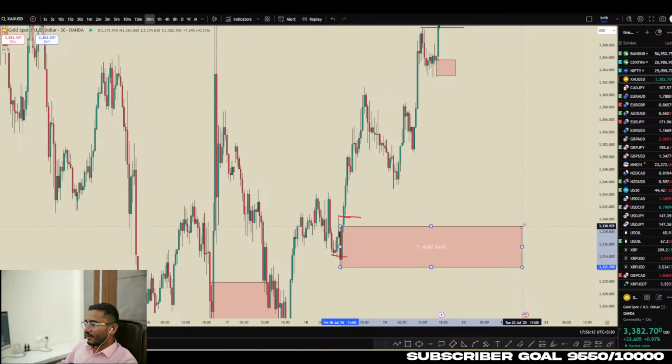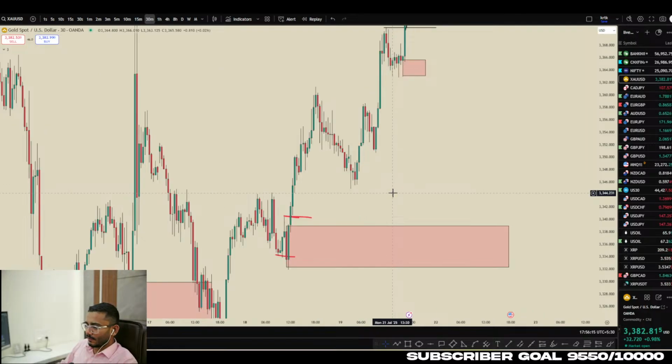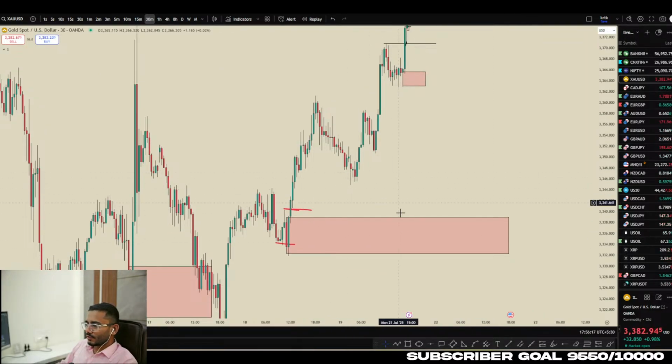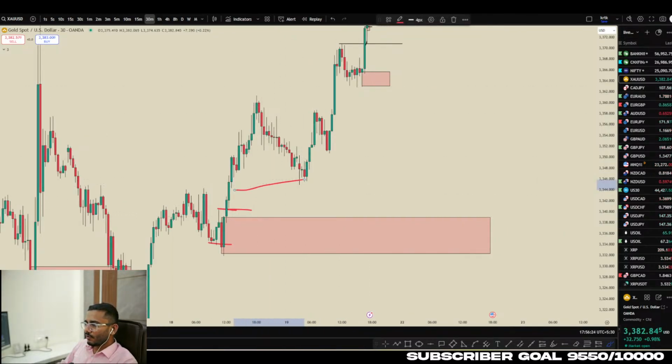Okay. So if I am marking this as a POI, I'm not waiting for price to come to this area. Even if price comes, then I'll eventually look for buy side trades. But right now, I look for continuation trades on lower time frame. For example, I am on 30 minutes right now.